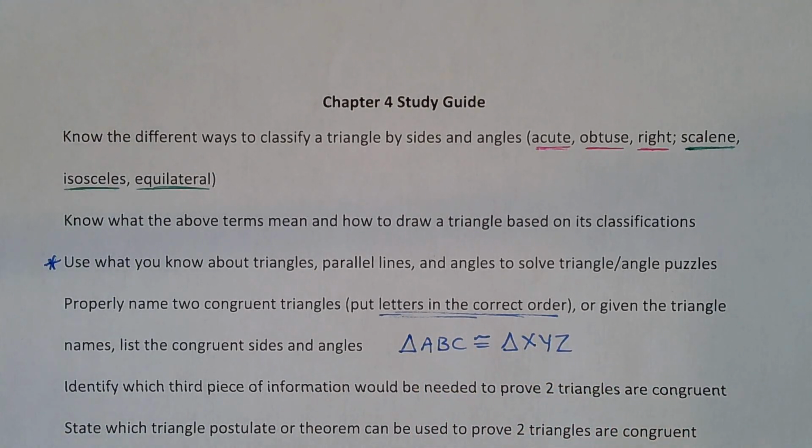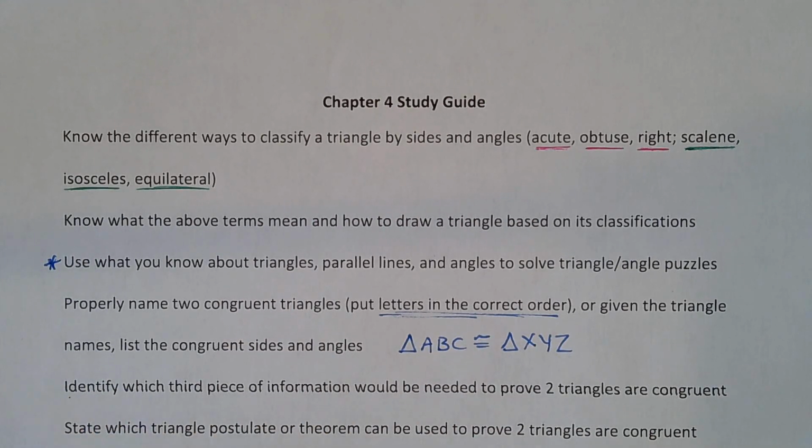So again, it's important when we're dealing with congruent triangles that we make sure we're naming them with the letters in the same order. So depending on how you name your first triangle, you want to make sure that your second triangle is named with the corresponding letters in the same order.